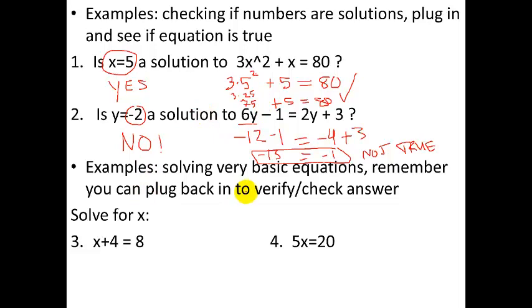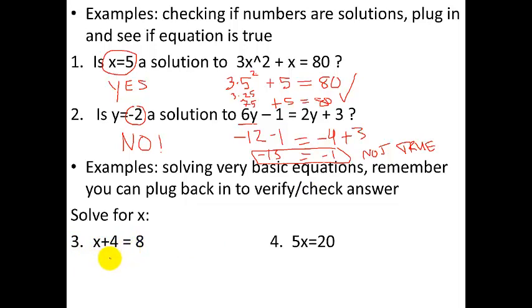Alright, a couple more examples. Solving very basic equations. So remember, you can plug back your answer to verify and make sure you're right. So anytime you're solving an equation, it's nice because you can pretty much guarantee that you're right by plugging your answer back in. So here we go. x plus 4 equals 8. Some number plus 4 is 8. So you might be able to just look at it and know what it is.